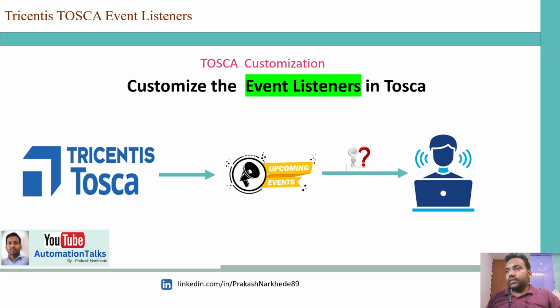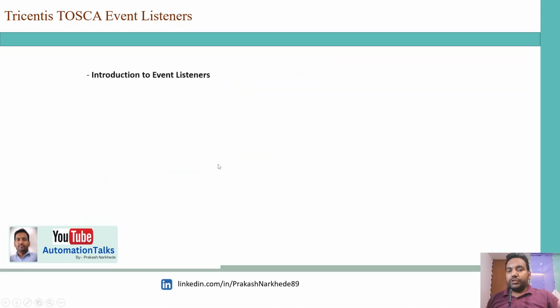What are these event listeners, and how can we customize them to produce some outputs based on the events? Event listeners in Tosca are basically hooks that allow you to monitor and react to certain events during your test execution. It is as simple as some events happening in Tosca, and you want to perform certain actions before or after those events.